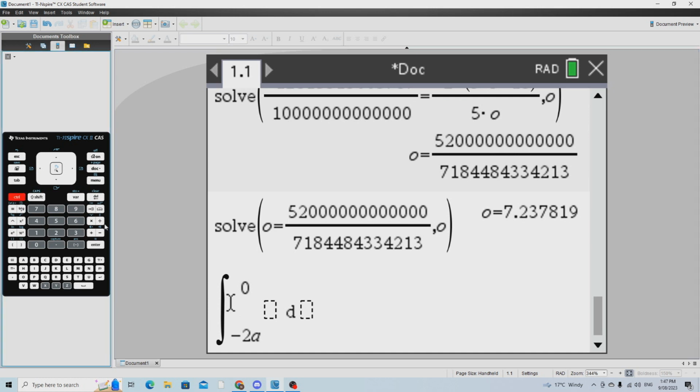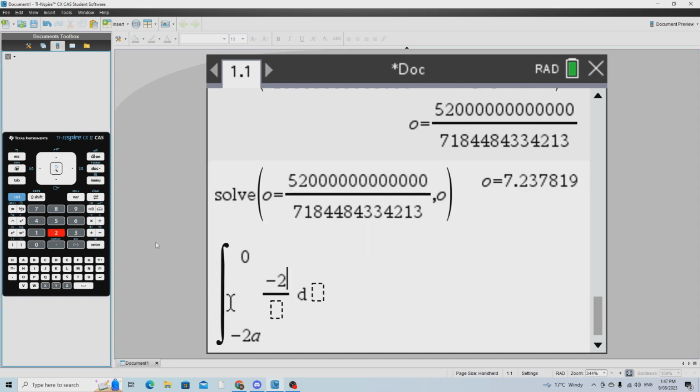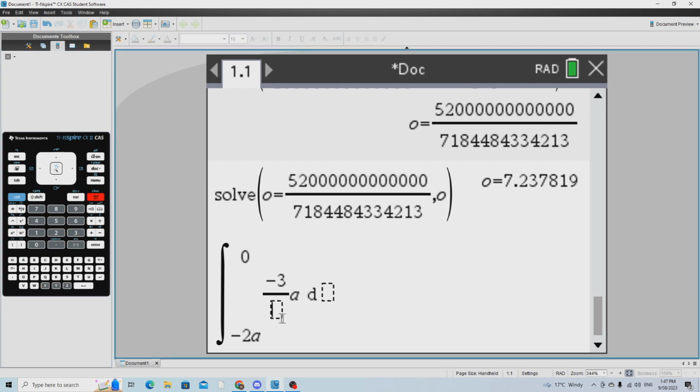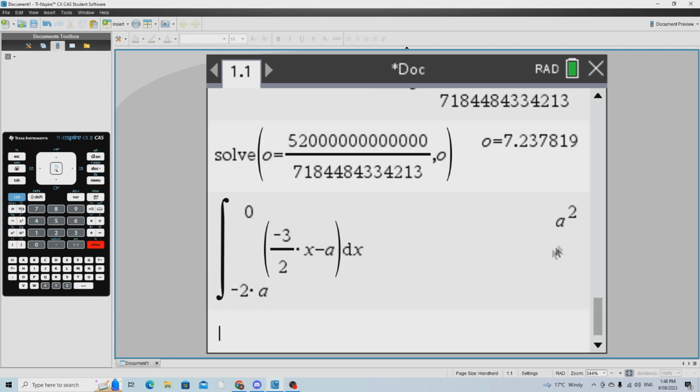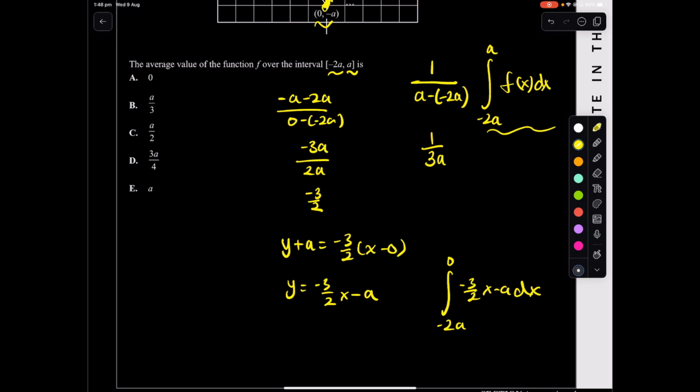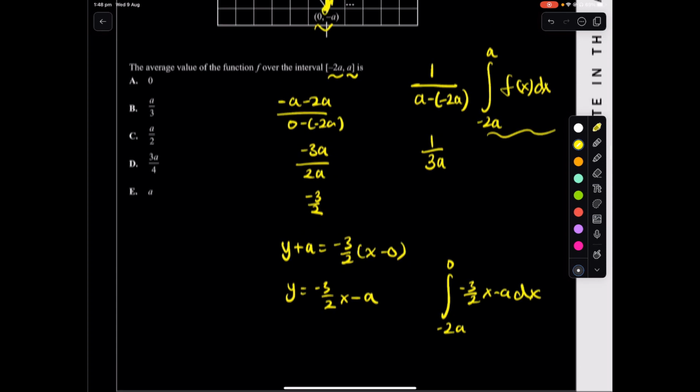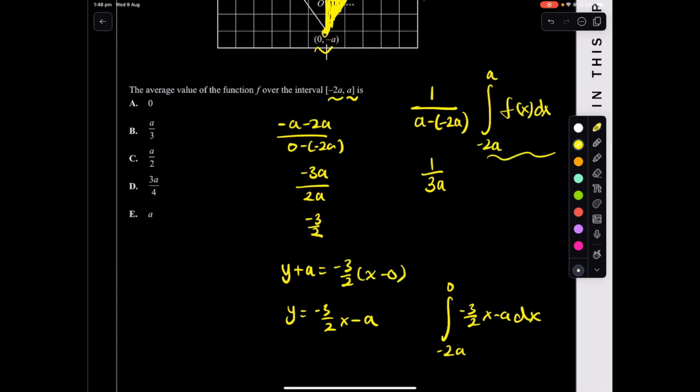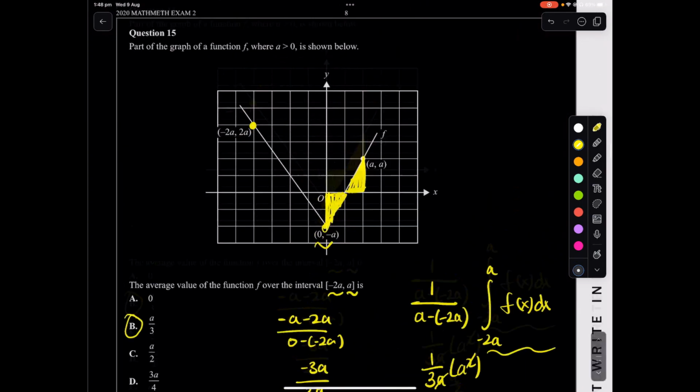Okay, negative 3 over 2a. So this one's supposed to be 2. So x minus a. Yep. dx gives us a squared. Okay, so now we know that multiplied by a squared, these two a's cancel out, so it'll be a over 3. Anyone has a? B is your answer for that one. Okay.